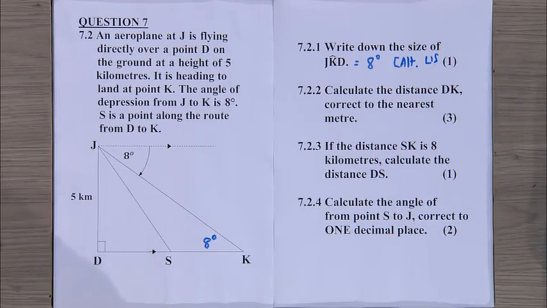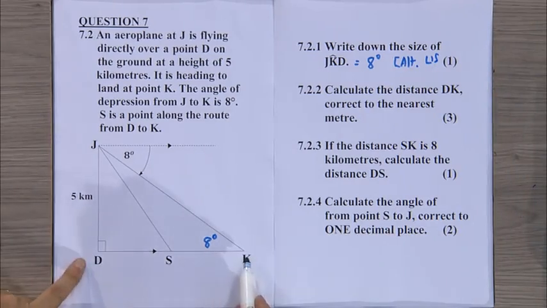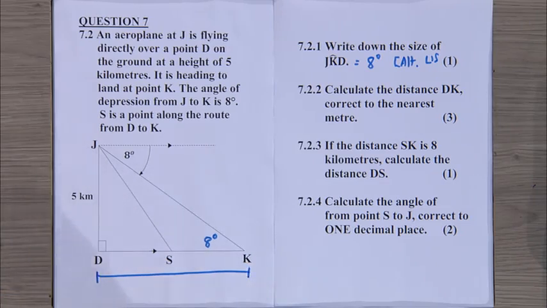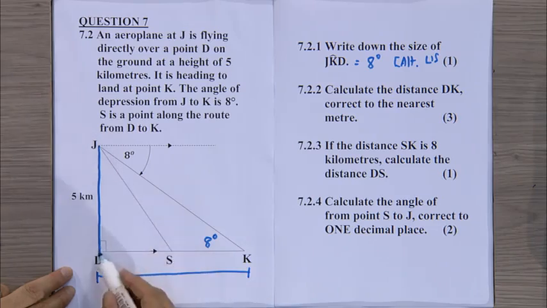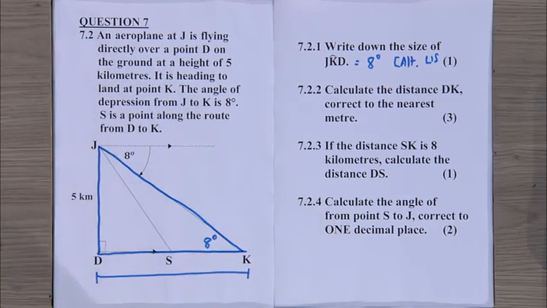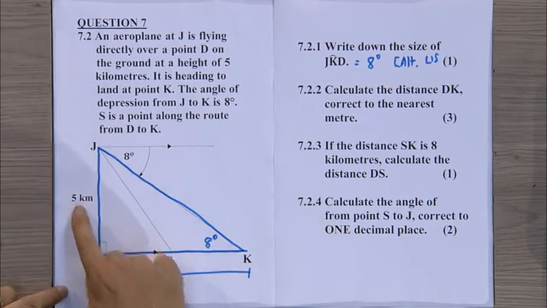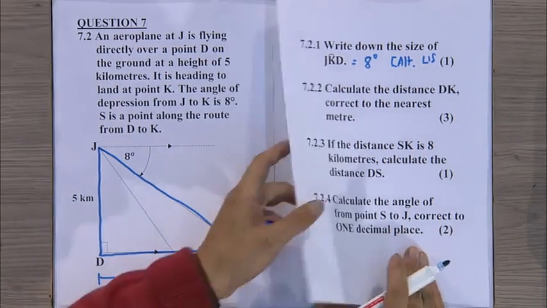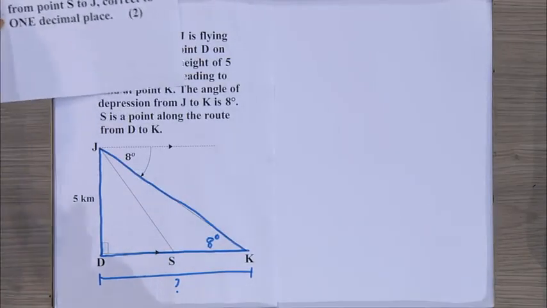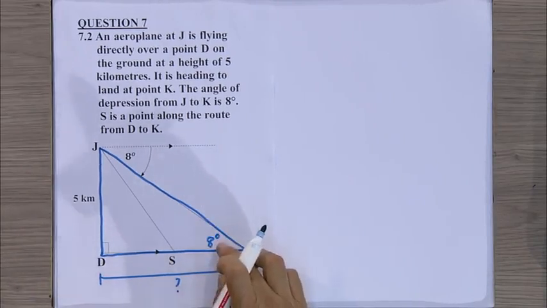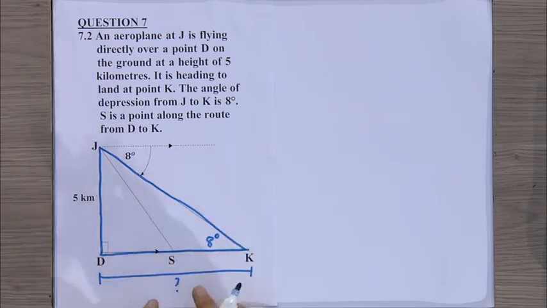Then they say calculate the distance DK correct to the nearest meter. Now, let me just explain this one sum for you. Now remember I said we're using this triangle here. Ignore all the others. Just look at this. There's 8 degrees. There is 5K. And we need to calculate this. Now come grade 10s, you can't say that I don't know this. If I need to calculate DK according to my angle, I'm working with 8, with 5, and with DK.